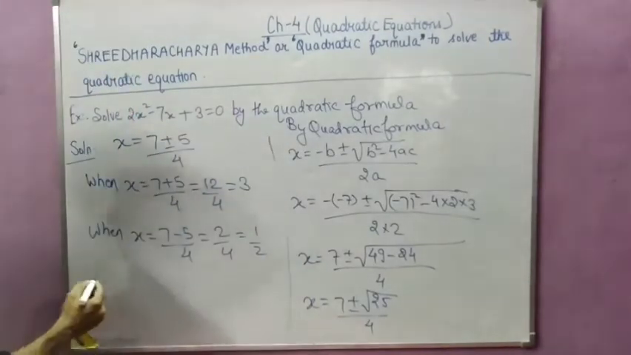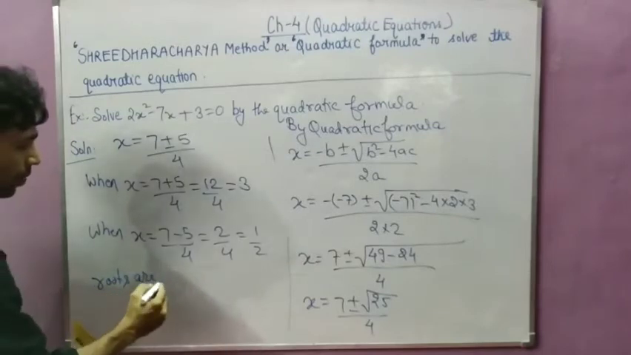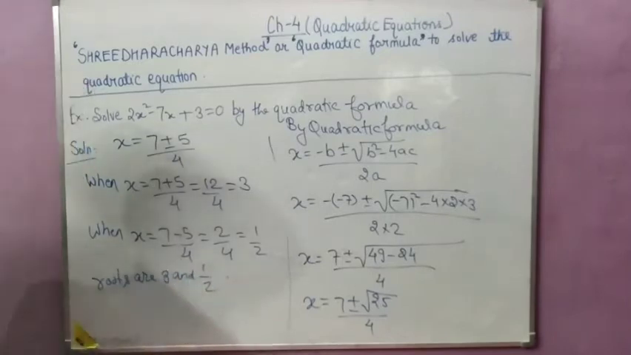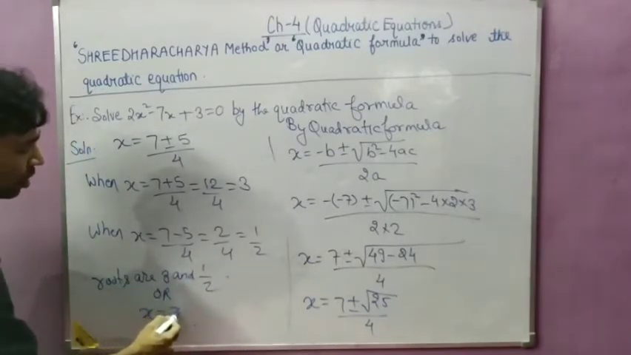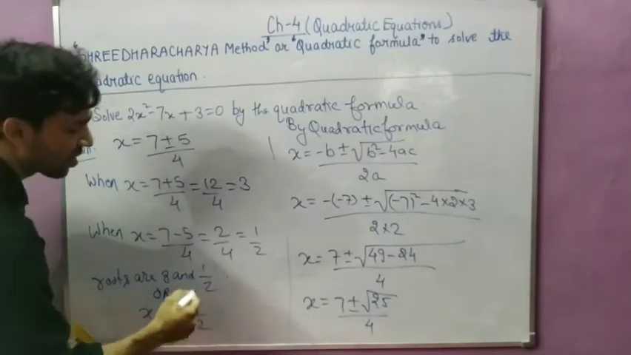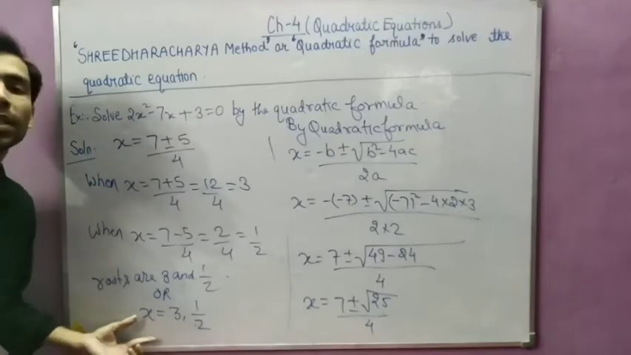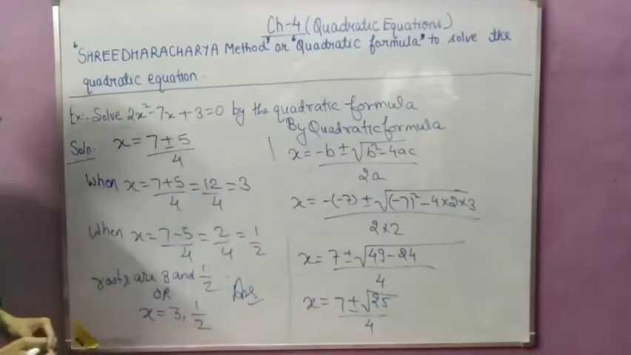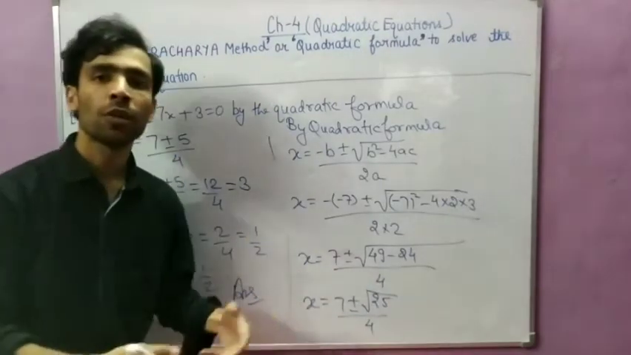So roots or solution, roots are 3 and 1 by 2. Now you can also write x equal to 3 comma 1 by 2. Both are the same thing. Here you have written in the word form, here in the mathematical form. So both are correct. So this is the method, and it is very simple. See student, we just put the values and got the roots.